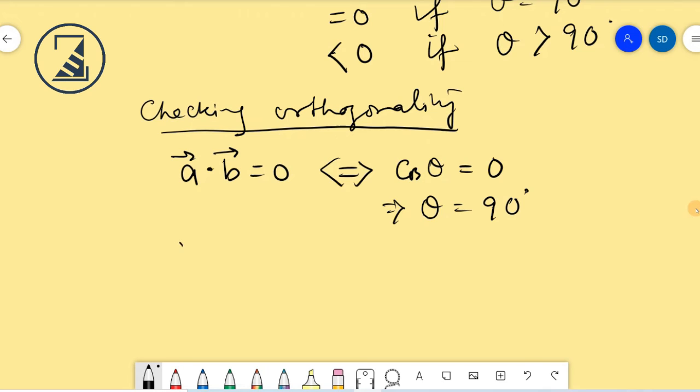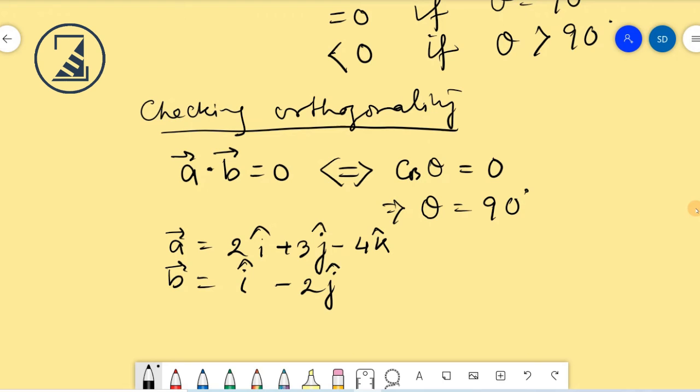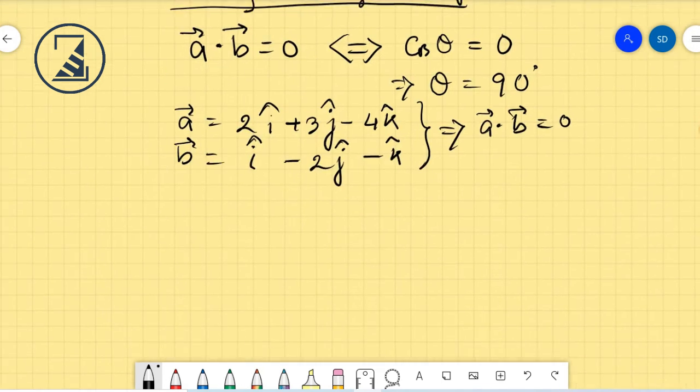Let's take an example. Say I have a vector 2i cap plus 3j cap minus 4k cap, and b vector is, let's say, i cap minus 2j cap minus k cap. Then if you compute a dot b, it's going to be 0. And from this we can infer that vector a and vector b are perpendicular to each other.